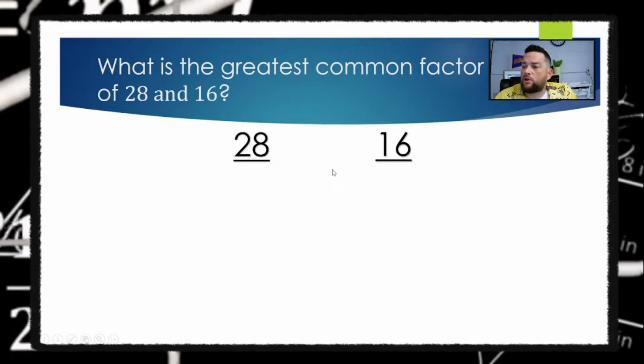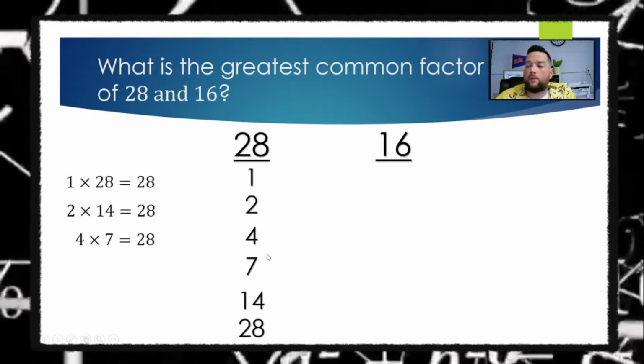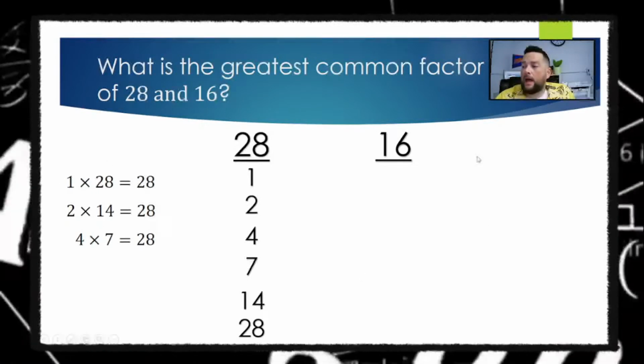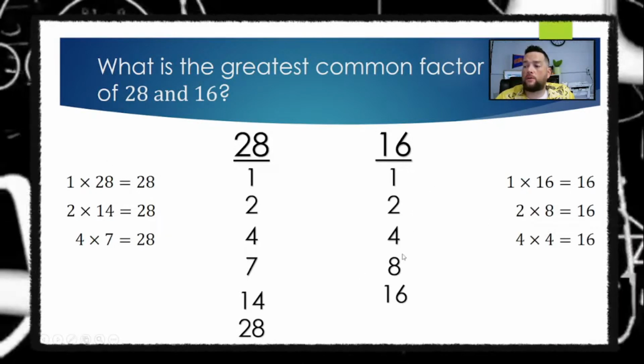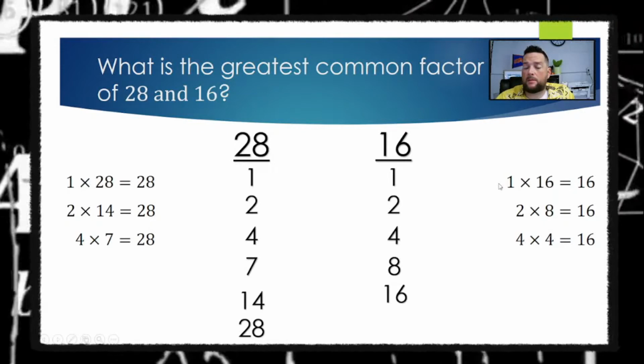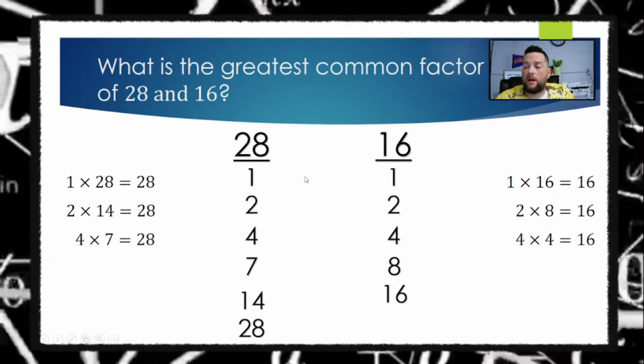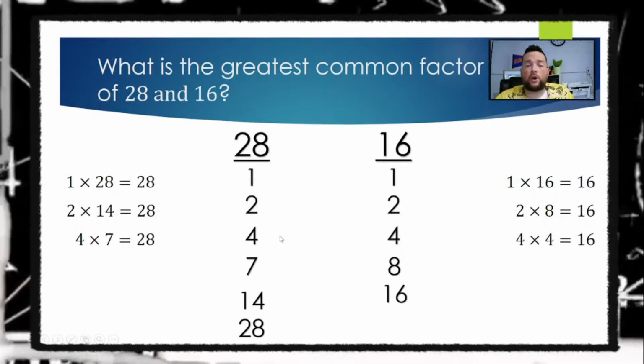Okay, so the factors of 28 are 1, 2, 4, 7, 14, and 28, and there's the math that proves that right there. And then the factors of 16 are 1, 2, 4, 8, and 16, and there's the math that proves that. And then now I'm looking in both lists, all right, for the greatest number that we have in common.